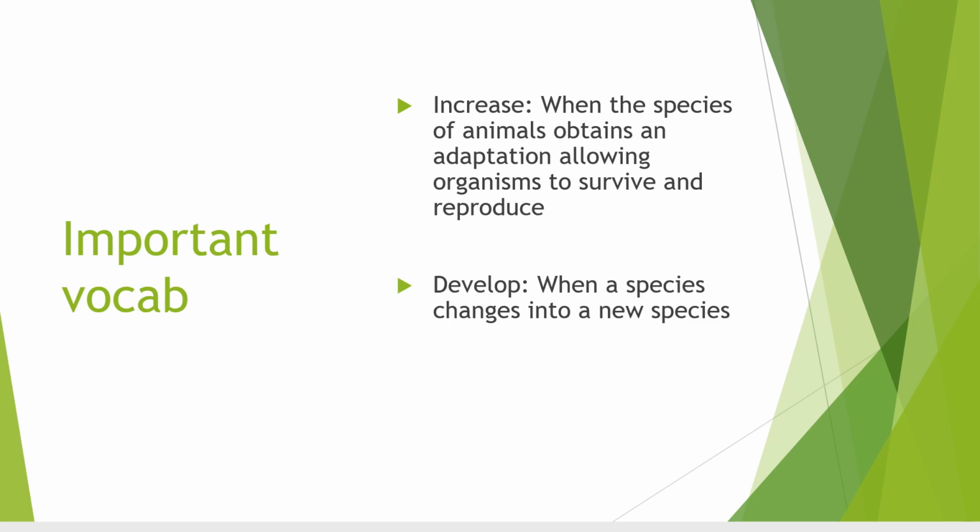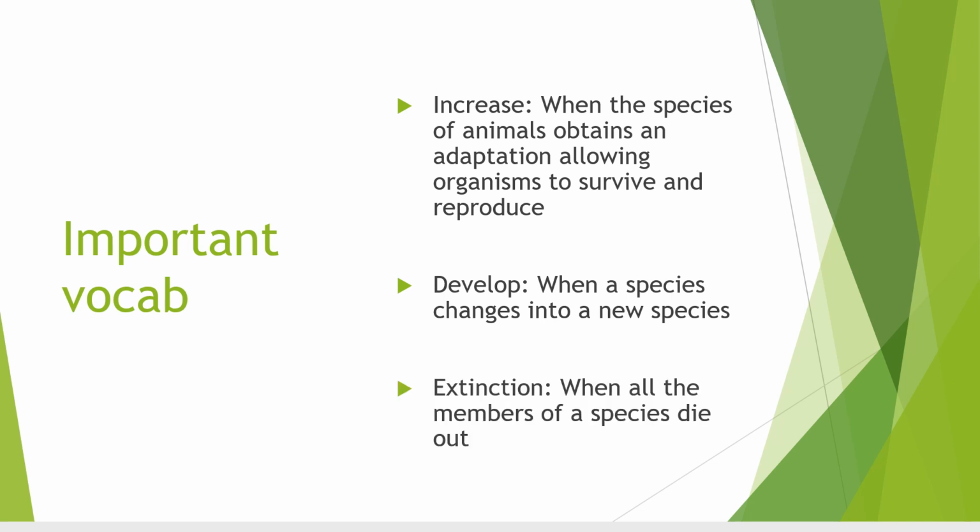The next one is to develop. This is when a species changes into a new species, and we'll look at what that looks like in just a second. But when we have one species and it either gets split off or the whole entire group changes into a different species. And then the last one is pretty easy, straightforward. Extinction is when all of the members of a species die out or go extinct.